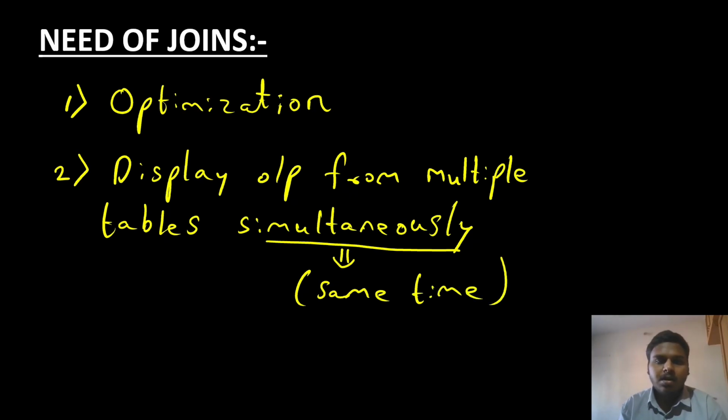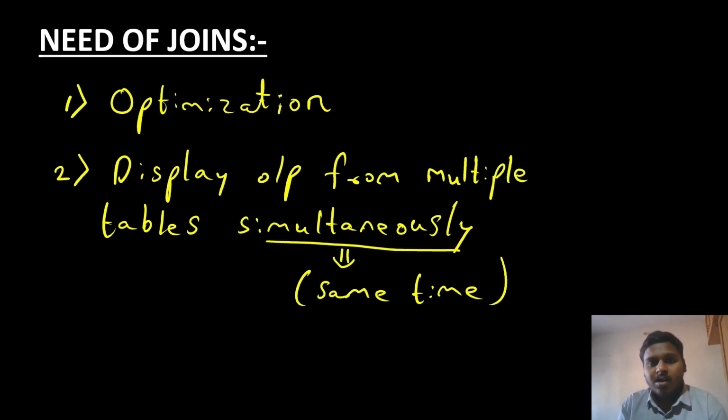We have learned this in which topic? SQL statements. You remember there are five types of SQL statements: DDL, DML, TCL, DCL, that is transaction control language and data control language, and last, DQL. Joins come in which part? DQL, data query language. I hope you remember.